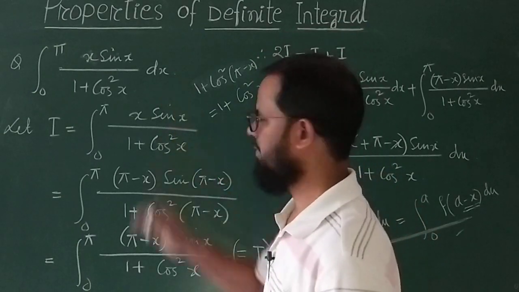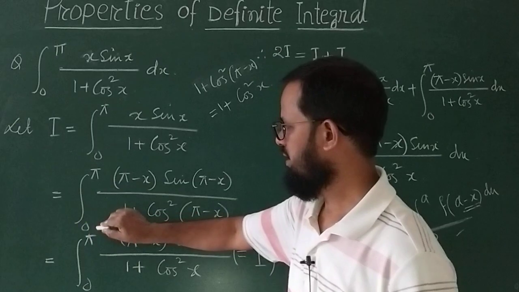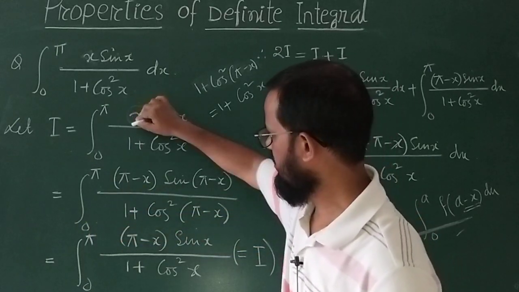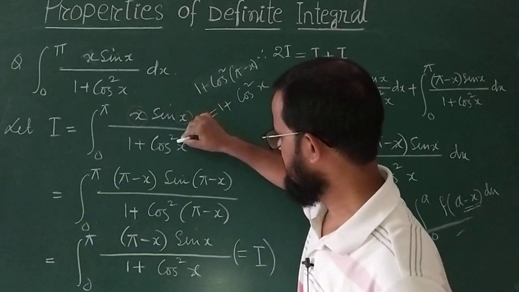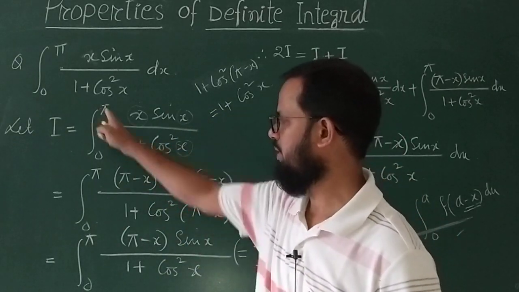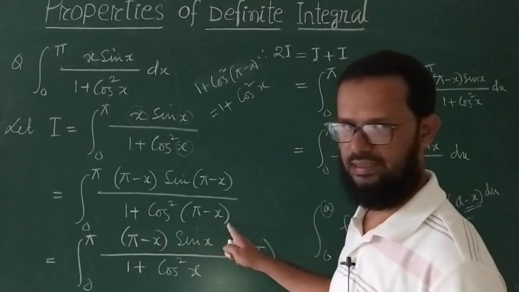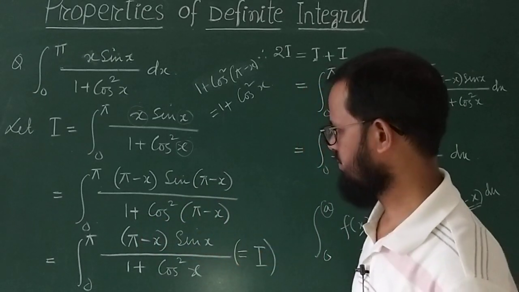So here this property we are going to apply. This is your integral I, 0 to pi, x sin x divided by 1 plus cos square x. Wherever there is x, in all three places, what will we do? Replace x by a minus x. A means what? Pi. So it becomes pi minus x, sin of pi minus x, and 1 plus cos square of pi minus x. Understood?